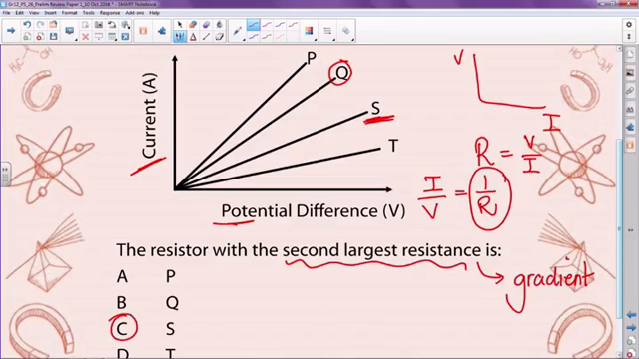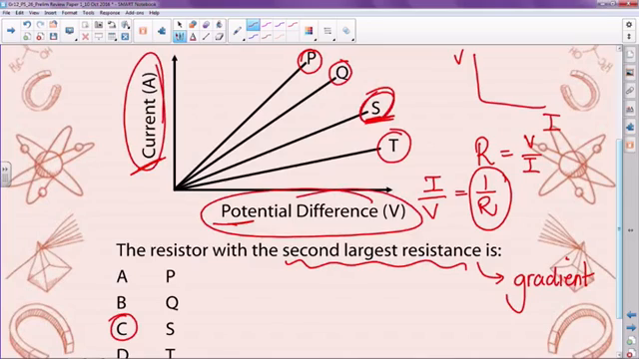It's S. All right, it's that one. Simply because T will be my biggest resistance because it's going to give me the smallest gradient using 1 over R. P will be my smallest because it's going to give me the biggest gradient with 1 over R, so it has to be S. Please be careful. Look at what they're writing on the sides, okay?